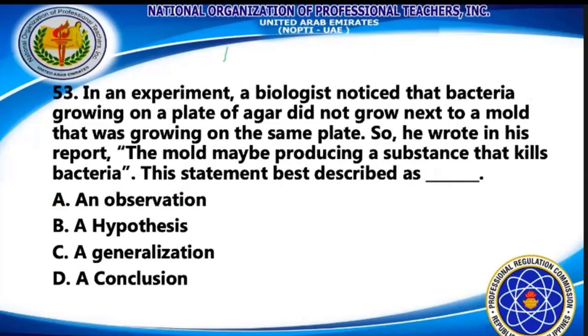In an experiment, a biologist noticed that bacteria growing on a plate of agar did not grow next to a mold that was growing on the same plate. So he wrote in his report, the mold may be producing a substance that kills bacteria. This statement best described as what? Is it an observation, hypothesis, generalization, or a conclusion?